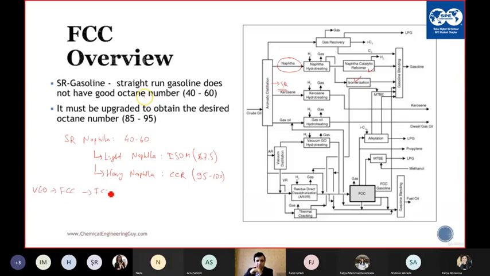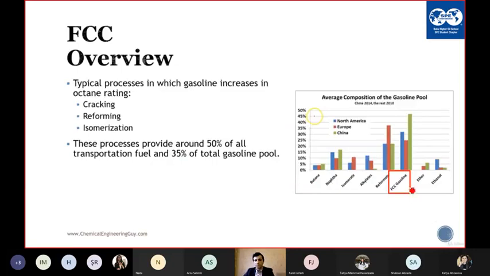From FCC we have the FCC gasoline, which has an octane number of 92, and we have the MTBE product, which is added directly to the gasoline pool, with an octane number of 115 to 120. And then these are all sent to the gasoline pool. As you can see here, in China, the FCC gasoline has the most contribution to the gasoline pool. And I told you we have the gasoline from cracking, reforming, and isomerization.